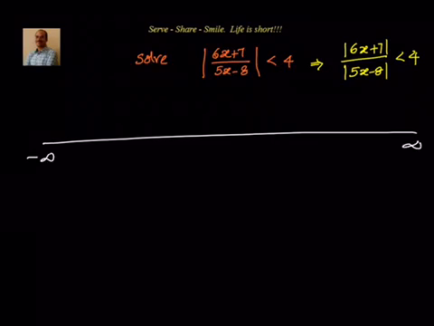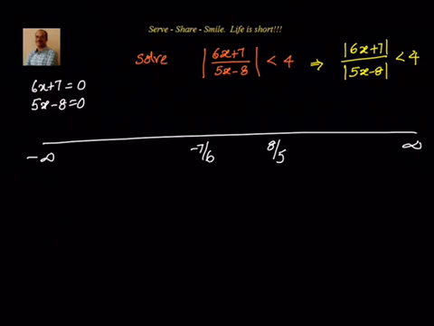Now what are the critical points here? One critical point I see is 6x plus 7 equal to 0. That means x equal to minus 7 by 6. Another critical point I see is 5x minus 8 equal to 0. That means x equal to 8 by 5. So how will the absolute value of 6x plus 7 behave in these three parts? We will have a look at that.